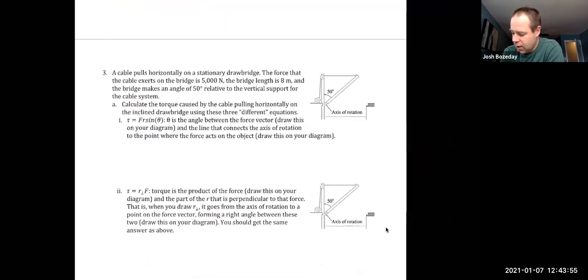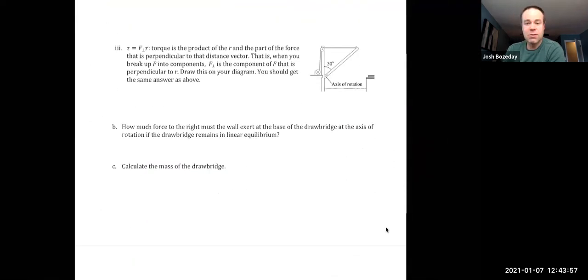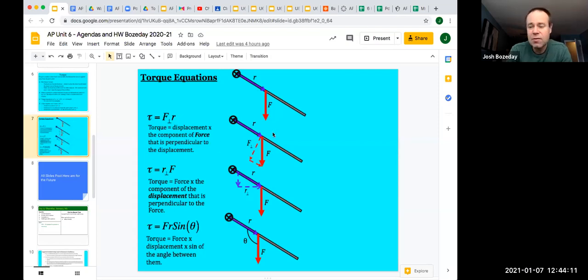For number 3, let me show you the slide that I think will help you with that. So it looks like this. Remember, slide number 7 from our class slides will help you with problem number 3. Remember, when we find torque, there's 3 ways to solve for torque. We could find the force that's perpendicular times the radius, or sorry, not the radius, the distance from the pivot point.